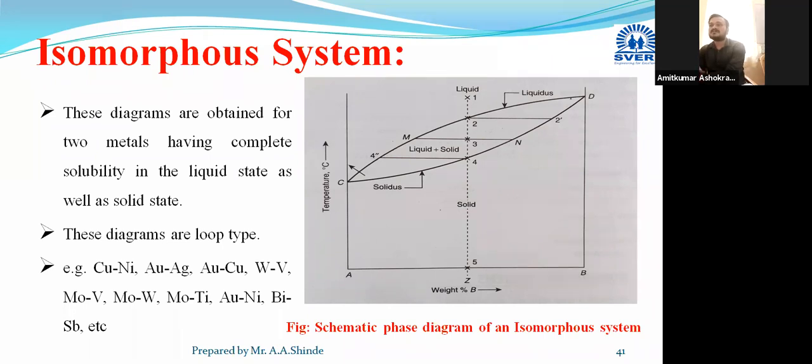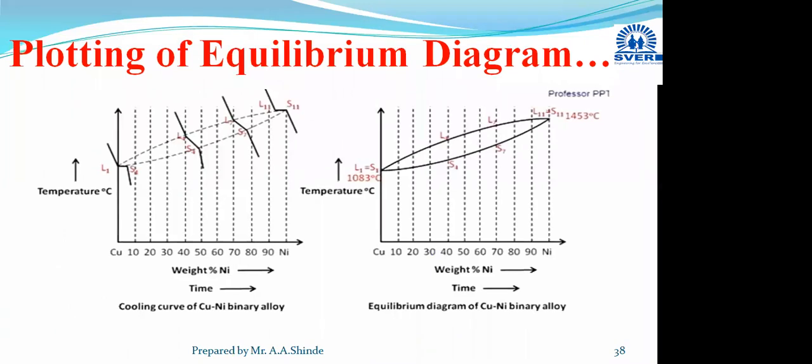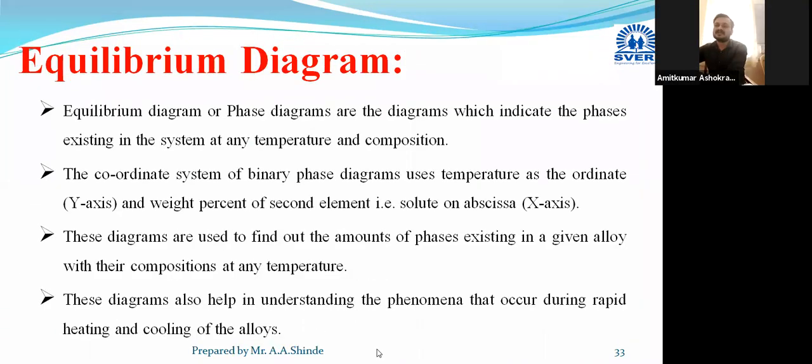The equilibrium diagram is also helpful for understanding what changes happen in a particular alloy during rapid cooling and rapid heating. These are the uses. The first use is to find out the amount of phases existing in the given alloy, with their composition, at any temperature, and the second use is to understand what will happen during the rapid heating and cooling of that particular alloy.